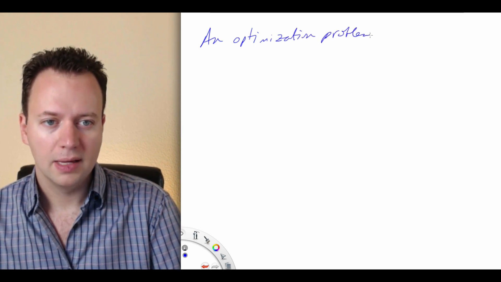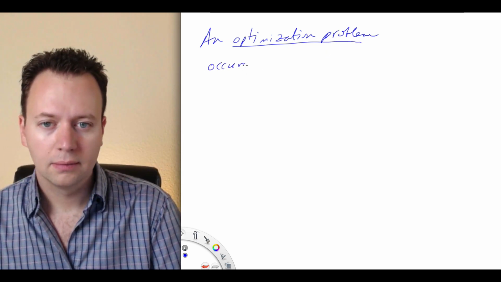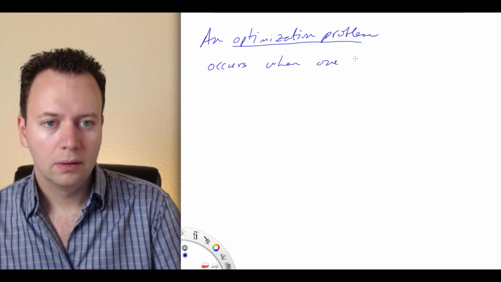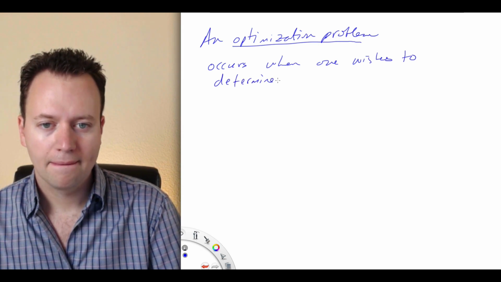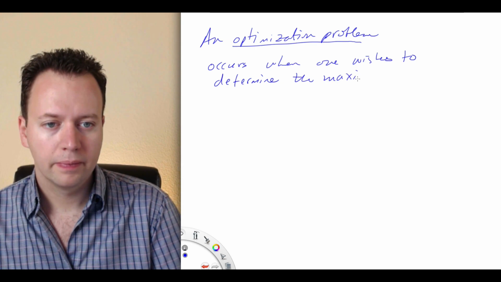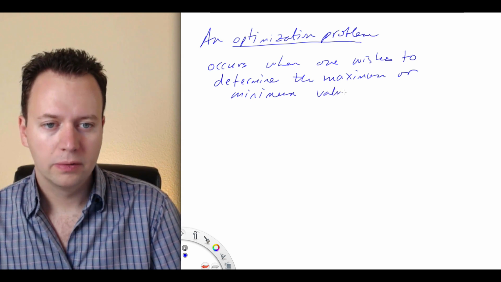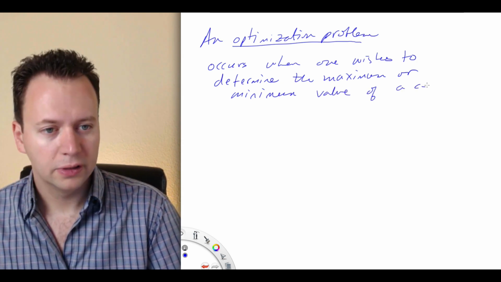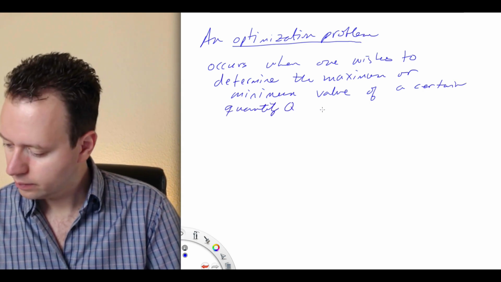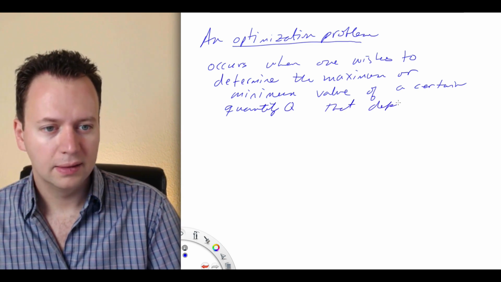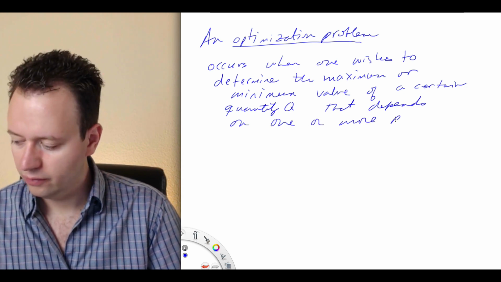So what exactly do we mean by this? An optimization problem occurs when one wishes to determine the maximum or minimum value of a certain quantity Q that depends on one or more physical variables.